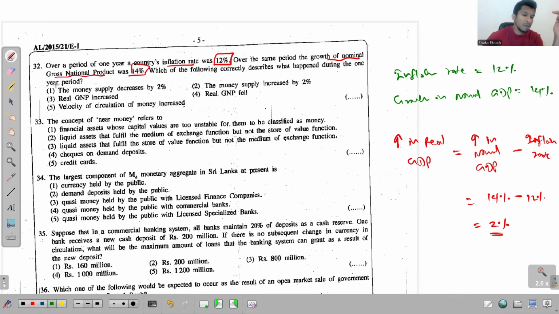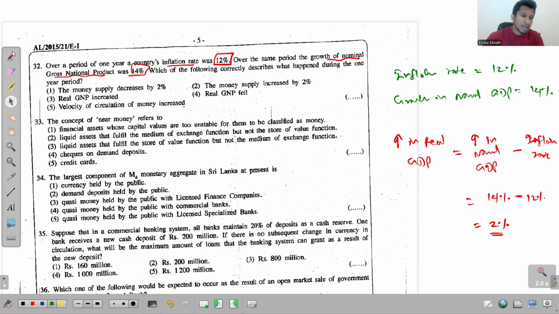And now we will go through the given options. The first one says the money supply decreases by 2%. No, we can't comment on the money supply simply by looking at these two values. And the second one says the money supply increases. Now, once again, the same thing. We can't comment on the money supply by looking at these two values.